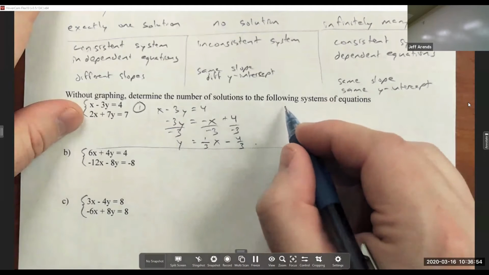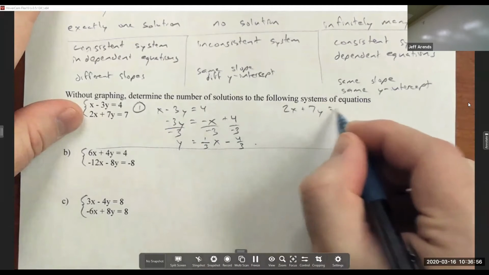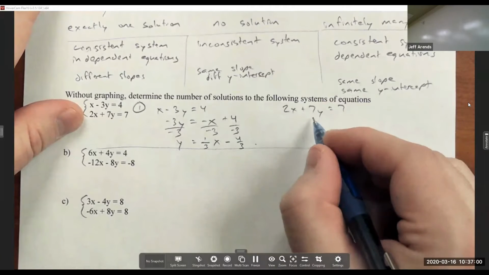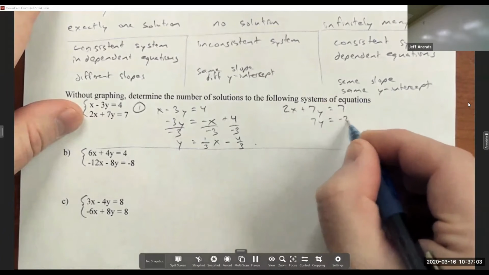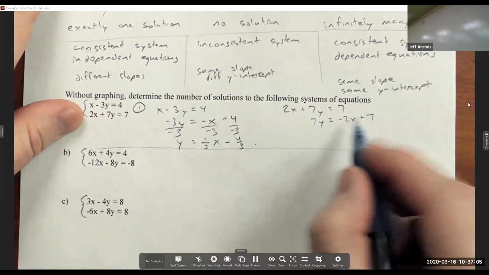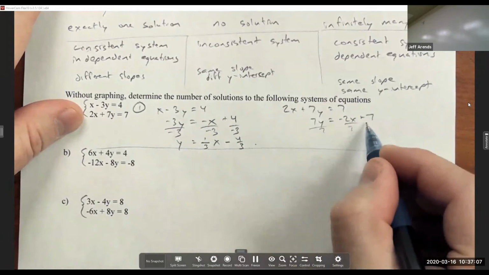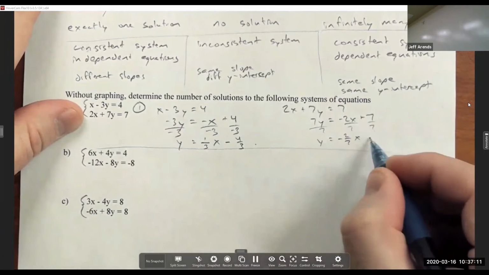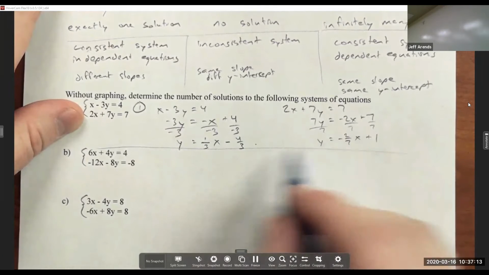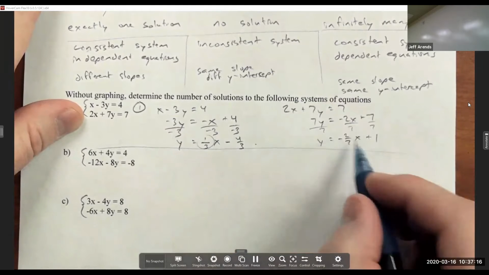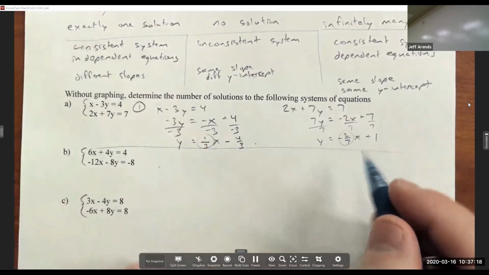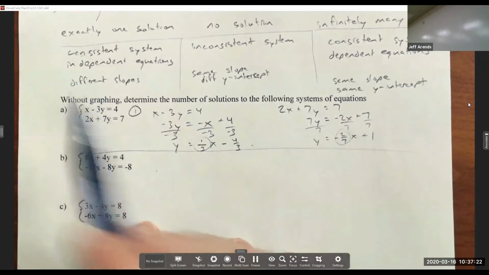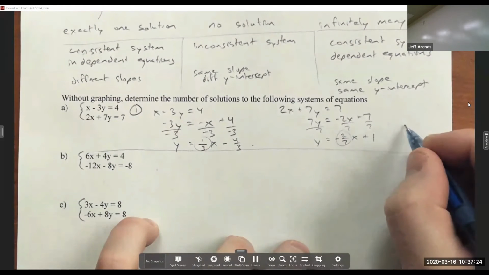The second equation, 2x plus 7y equals 7. Well, let's see, subtract 2x from both sides, I get 7y equals negative 2x plus 7. Divide both sides by 7. I get y equals negative 2/7 x plus 1. You can see the slope of the first line is 1/3. The slope of the second line is negative 2/7. They have different slopes, which means we have the scenario where we have exactly one solution.